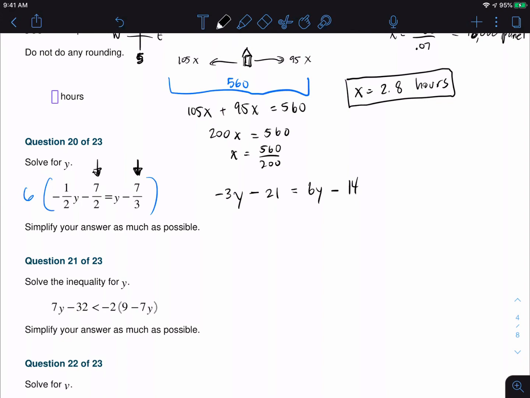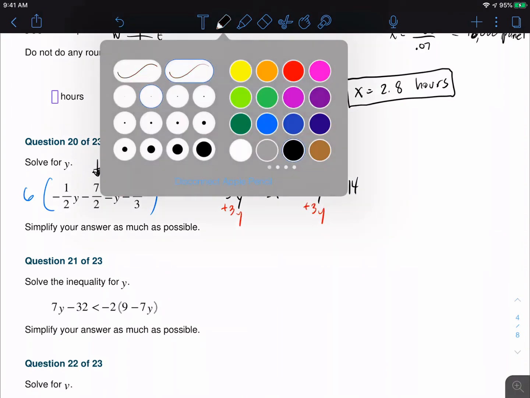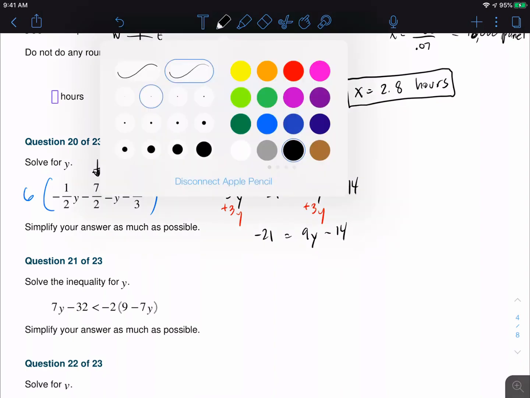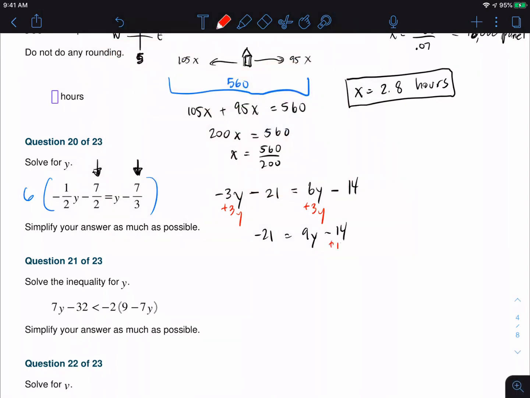Okay. So now what I'm going to do is add 3y over here. And so I'm going to get negative 21 is equal to 9y minus 14. And then I'm going to add 14 there. So I'm going to get 9y is equal to, it looks like a negative 7. And so y is equal to negative 7 over 9.